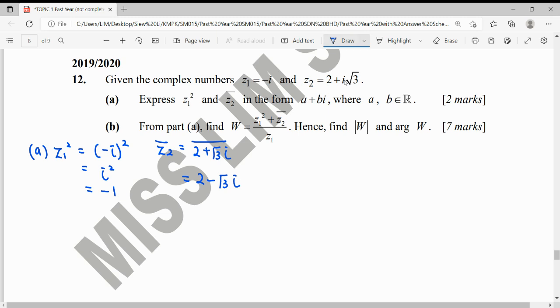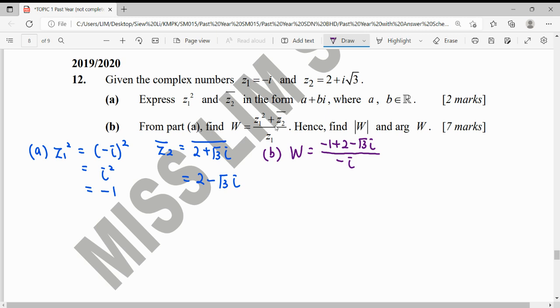Then for question B, from part A, find w equals z1 squared plus the conjugate of z2 over z1. Hence, find its modulus and its argument. So we have to use the answer from part A, where z1 squared is negative 1. So w equals negative 1 plus the conjugate of z2, which is 2 minus √3 i, over z1, which is negative i.